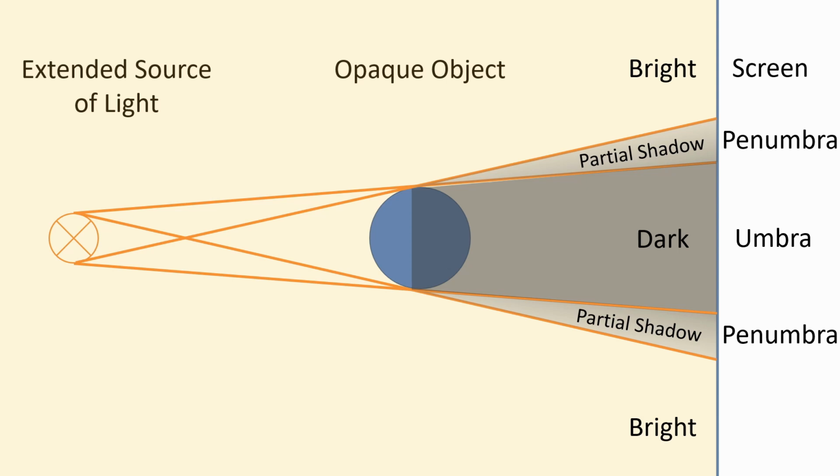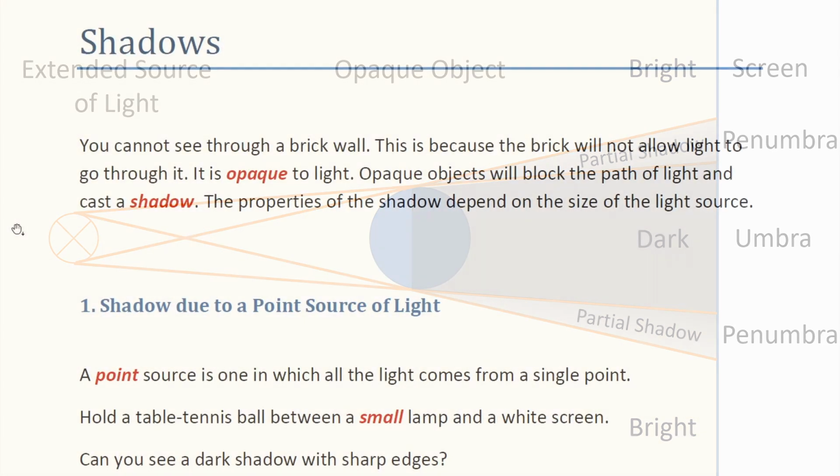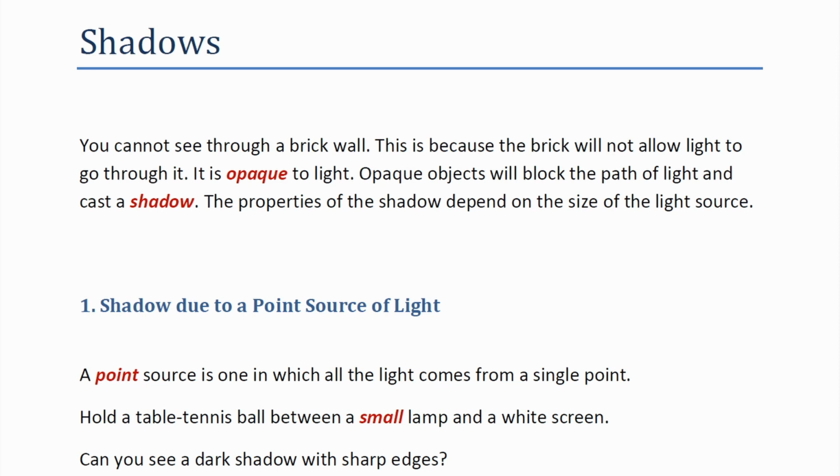Again, let's have a look at your notes. For a shadow to be formed, we need an opaque object and a light source. It has to be opaque to cause a dark shadow. However, translucent objects will also block a bit of light and therefore also cause some shadows. If you have a pair of glasses, you'll see that the lenses cast a bit of a shadow as well. But we're just going to focus on opaque objects.